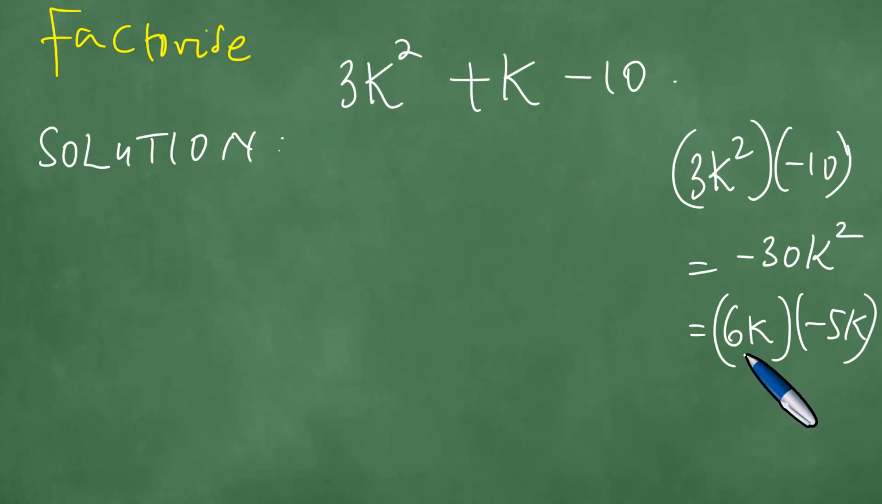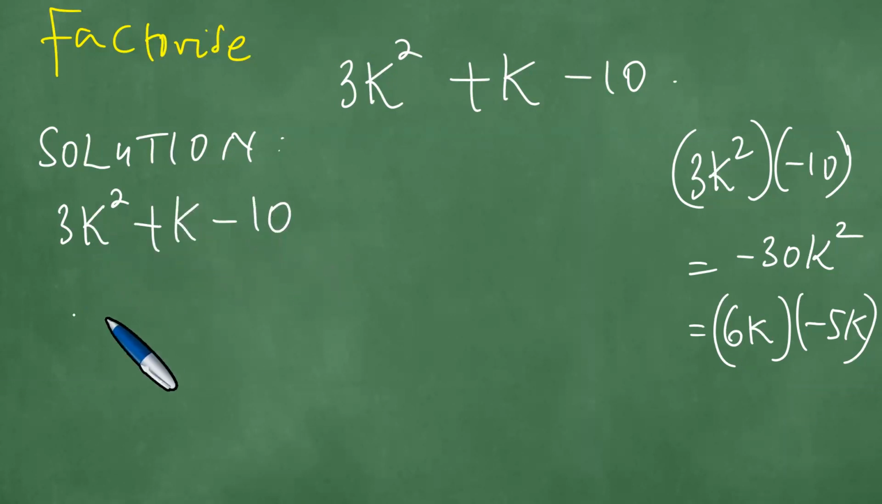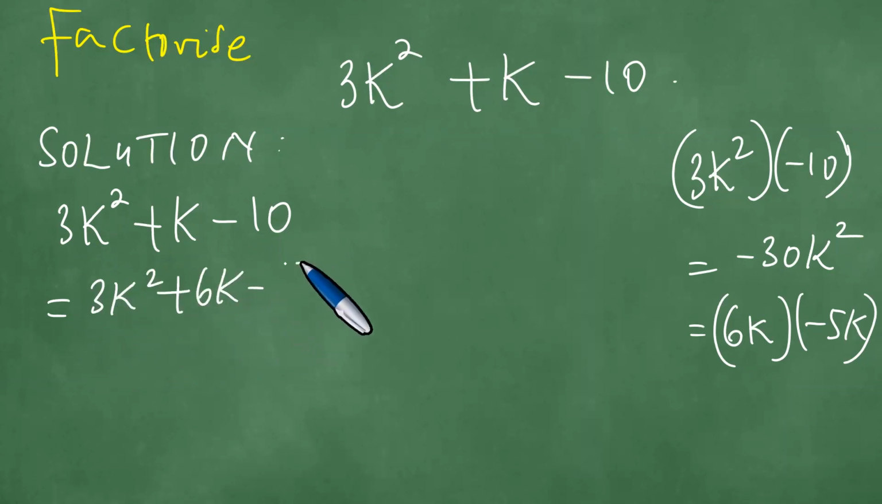Right, so these are the factors because if you multiply them, 6 and 5, you get minus 30, but when you add them up, you get k. So 3k squared plus k minus 10 is 3k squared plus 6k minus 5k minus 10. Okay, here you pull out the common factor. Okay, because 6k minus 5k is what? What is 6k minus 5k, Luyanda?